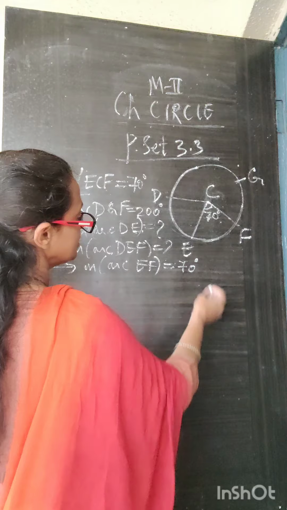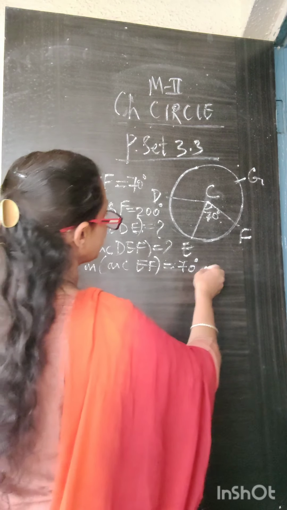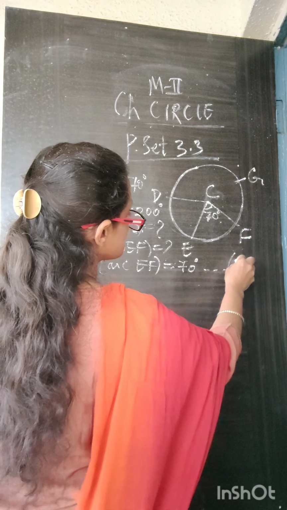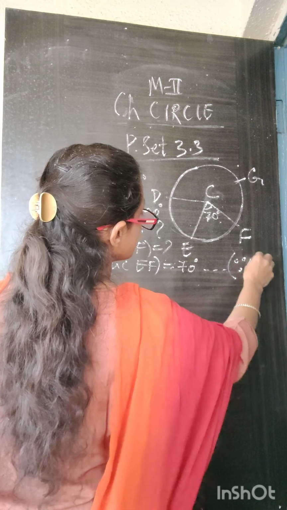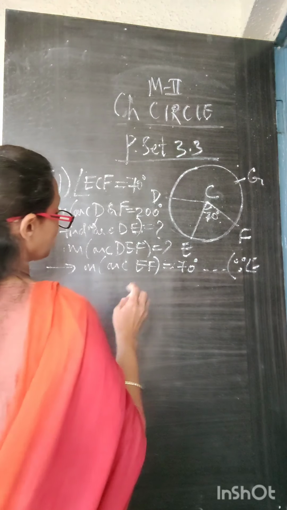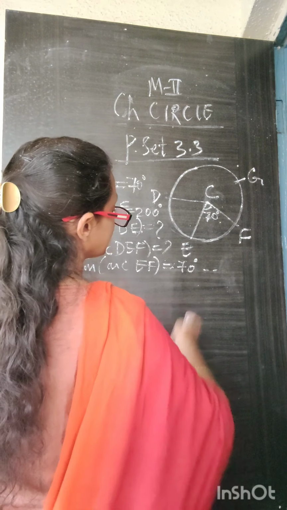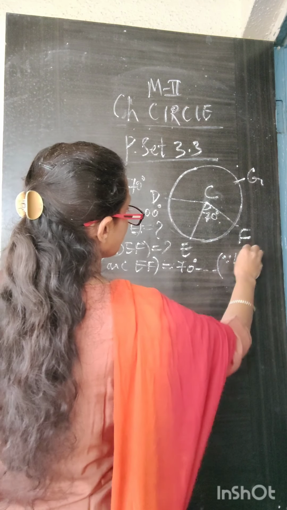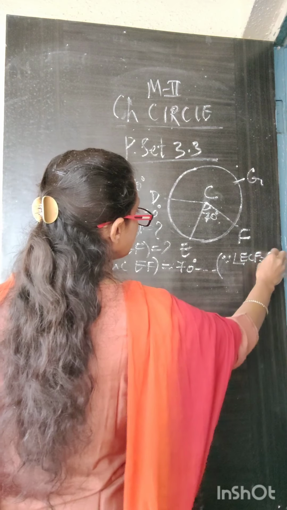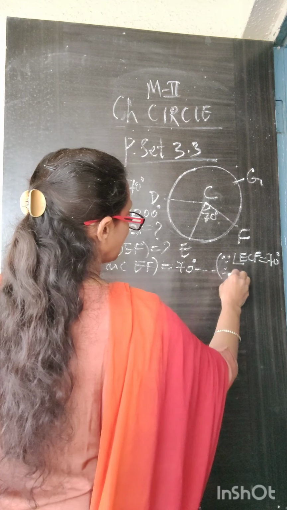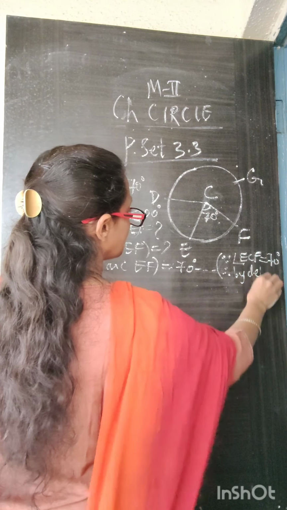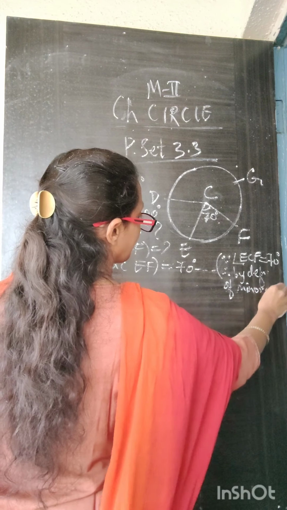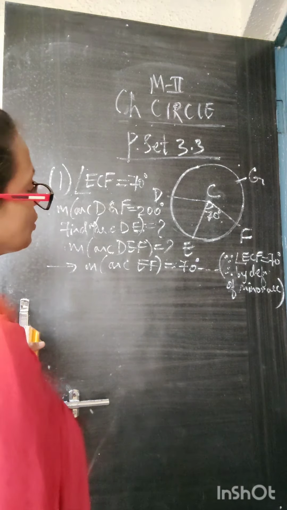Why? Reason: definition of minor arc, because angle ECF is given. So we can write down here, since angle ECF is equal to 70 degrees, therefore by definition of minor arc, we get arc EF is equal to 70 degrees.